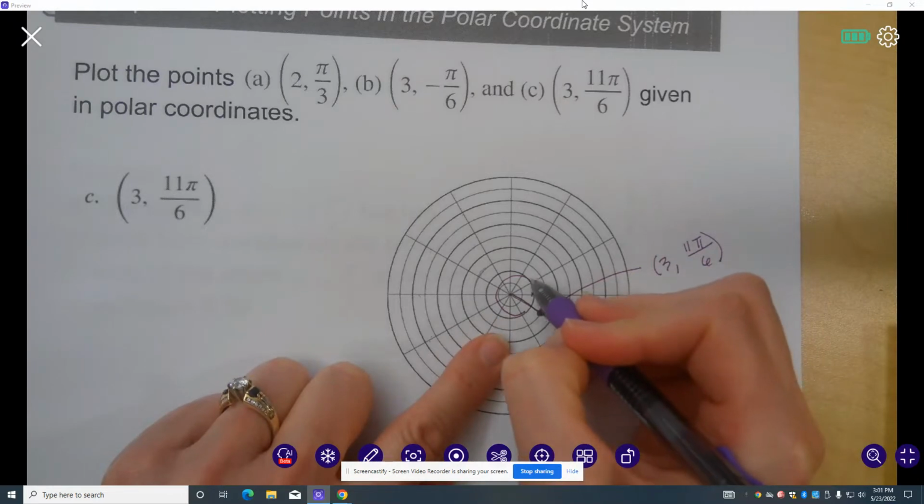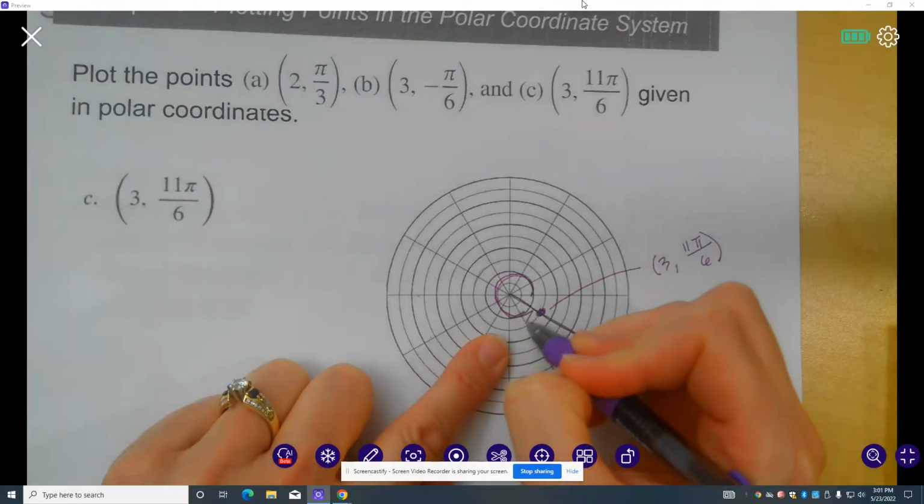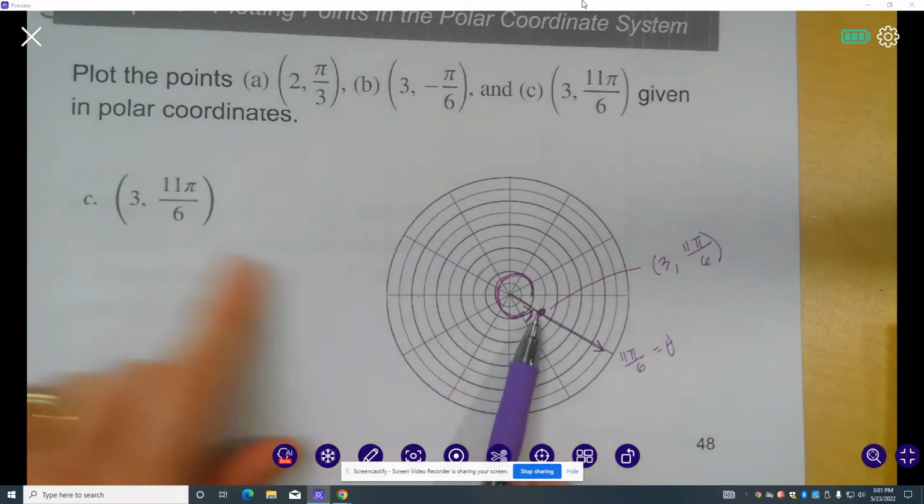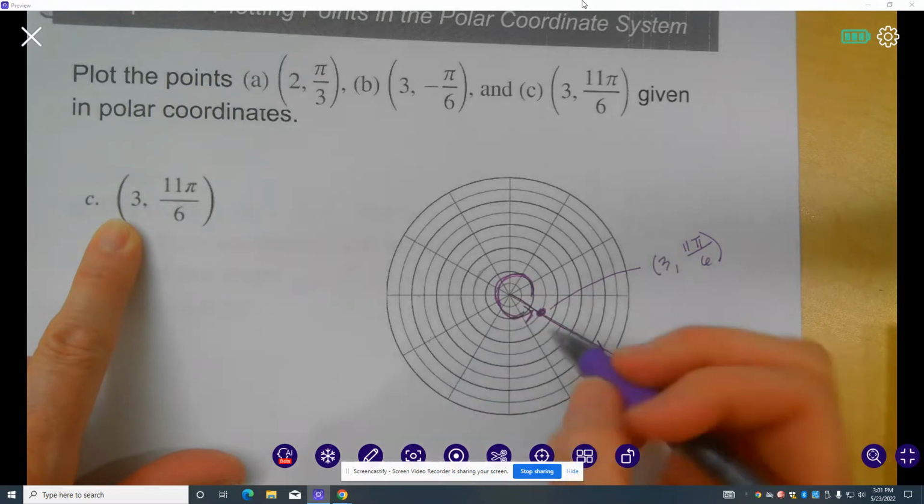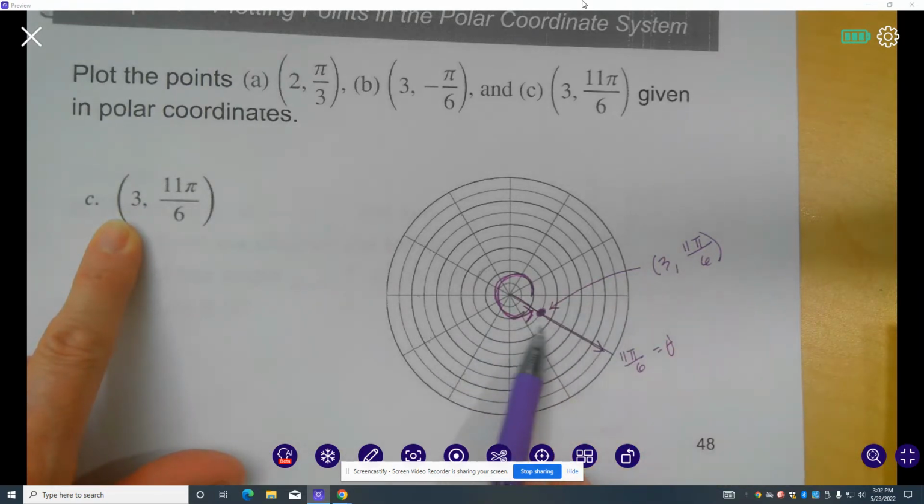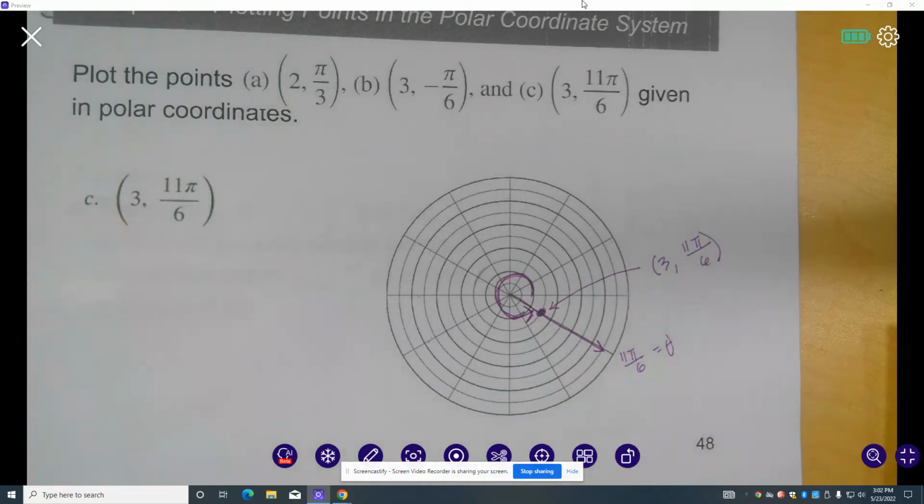And remember, it goes all the way around. So that's my angle, 11 pi over 6. And my radius is 3. So third circle, 1, 2, 3. There's my coordinate point, r equals 3, theta equals 11 pi over 6.